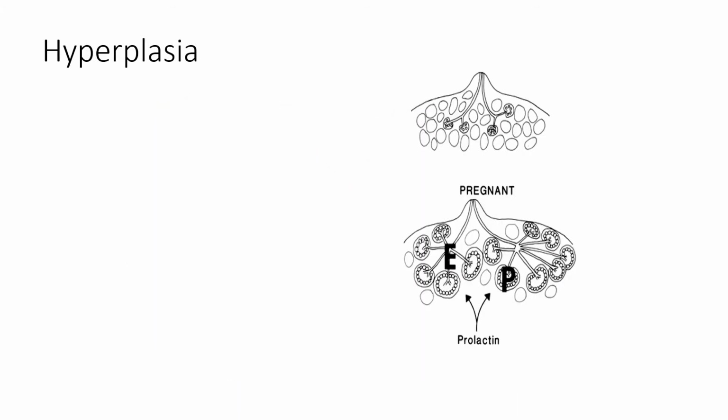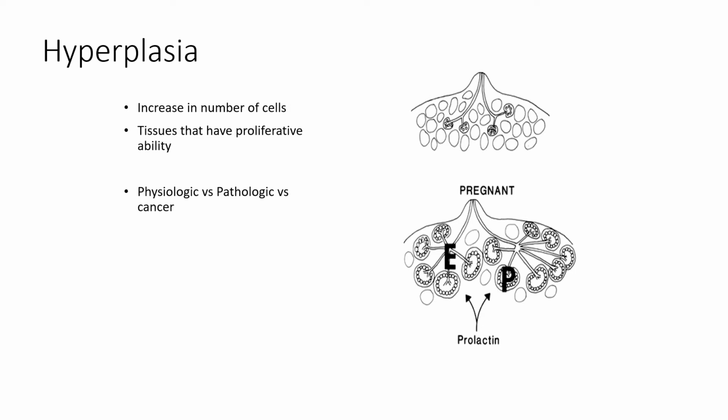Now, the second adaptive mechanism is called hyperplasia, and it is defined as an increase in the number of cells. In this case the tissues should have replicative capacity, so they can proliferate. So the tissues or the cells that cannot proliferate will not undergo hyperplasia, like the heart muscle cells, for example. Again, it can be physiologic, it can be pathologic, and it can be the grounds for the development of cancer later on.